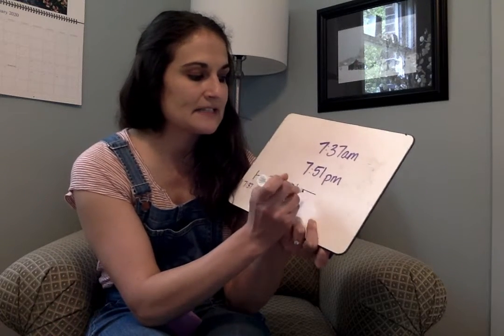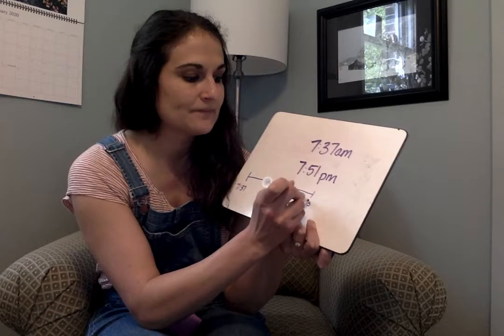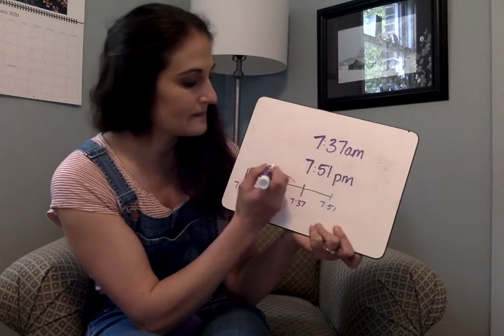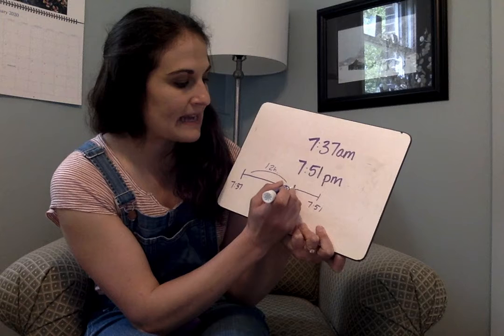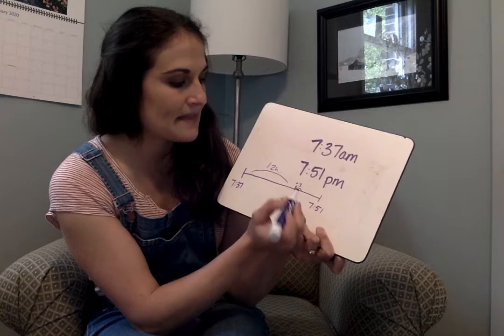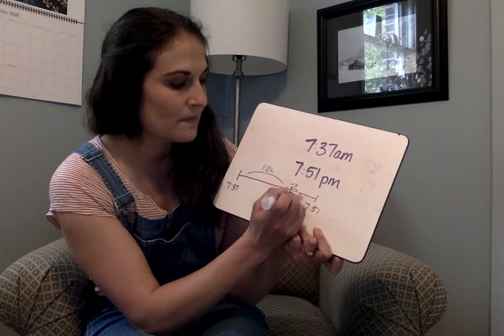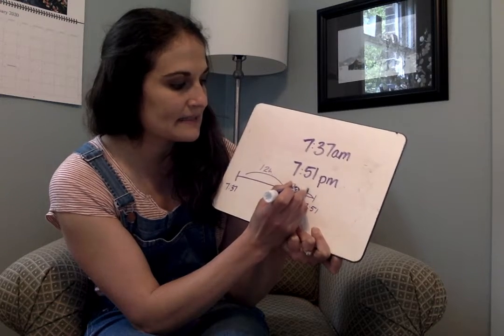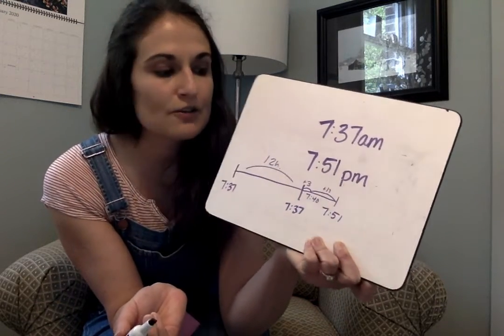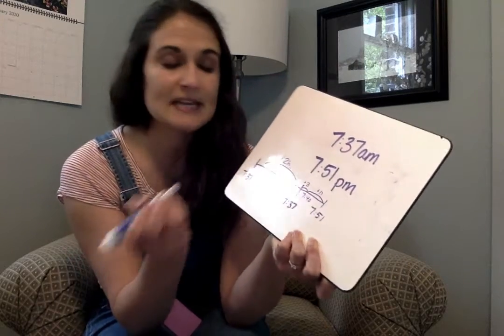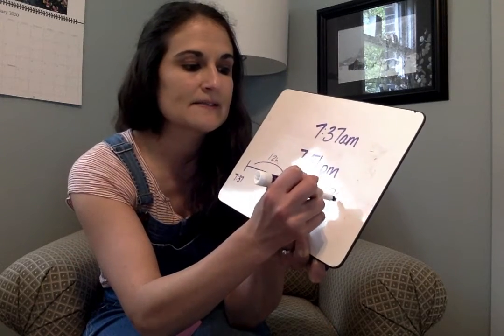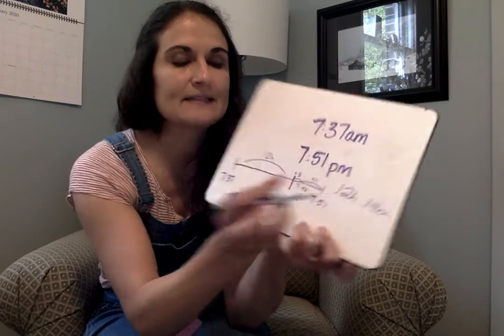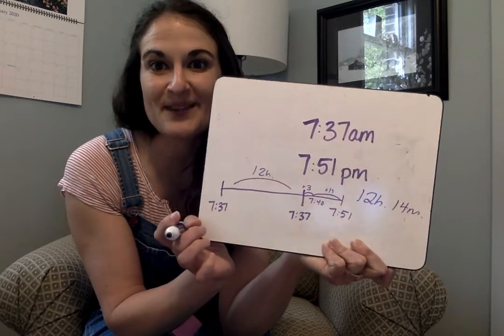Then I need to figure out the distance to 7:51 p.m. This is going to be 12 hours. Well, I can add 3 minutes, and that takes me to 7:40. Then I can add 11 minutes to take me to 7:51. 3 plus 11 is 14. So today I'm going to have 12 hours and 14 minutes of daylight. Awesome. If you're using a whiteboard, you may erase it. Otherwise, you will need a little bit more paper so that you can work out these problems as I do them with you.